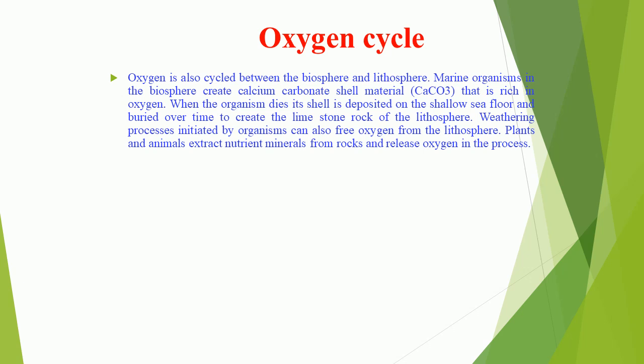Oxygen is also cycled between the biosphere and lithosphere. Marine organisms in the biosphere create calcium carbonate shell material, CaCO3, that is rich in oxygen. When the organism dies, its shell is deposited on the shallow seafloor and buried over time to create the limestone rock of the lithosphere. Weathering processes initiated by organisms can also free oxygen from the lithosphere.